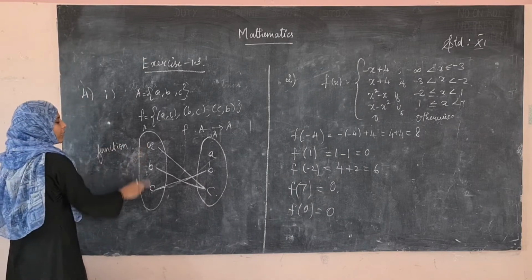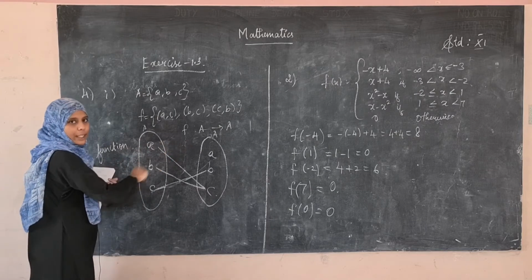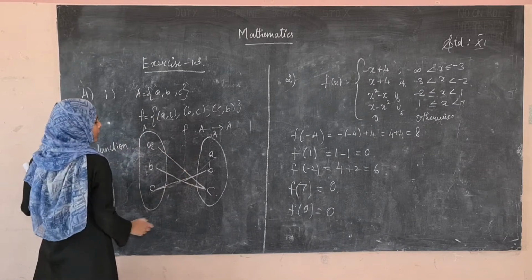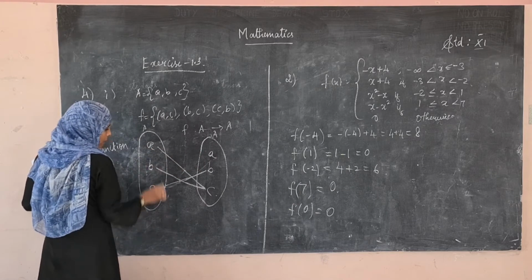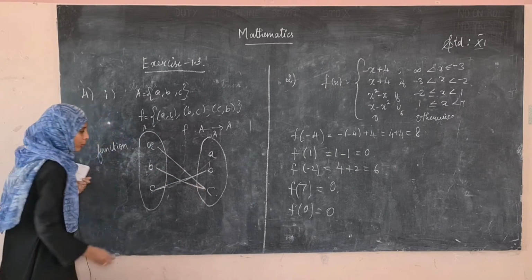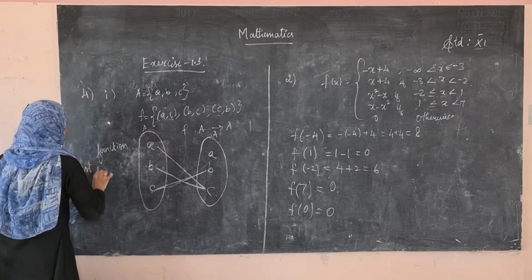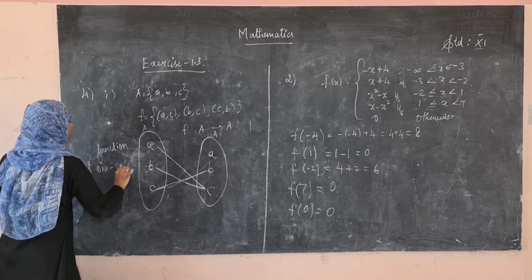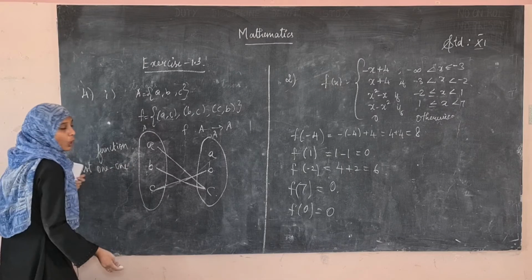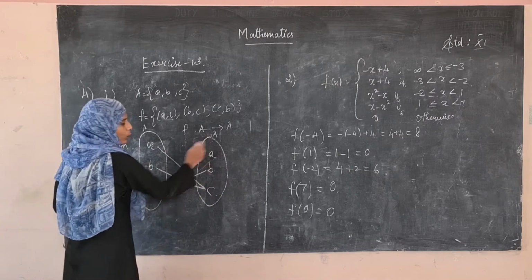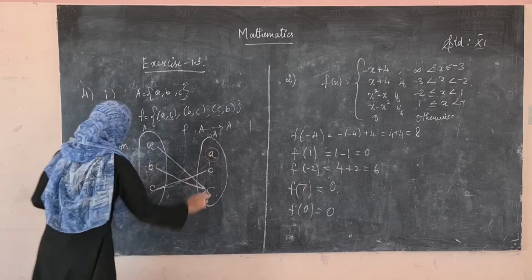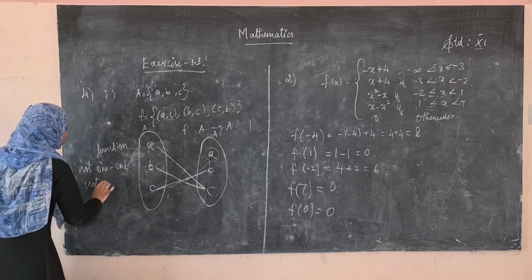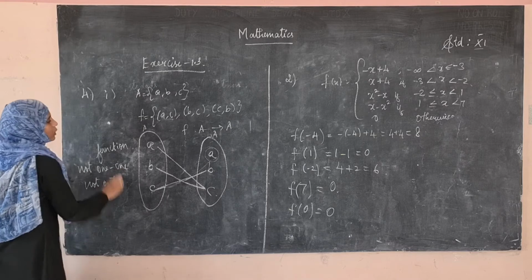One-to-one means every element should be mapped separately to another element. That is, for the pre-image. See, for the image, a and b have the same image. Therefore, this is not one-to-one. Is this onto? Onto means every element in the codomain should have a pre-image. But here, a does not have any pre-image. Therefore, this is not onto.